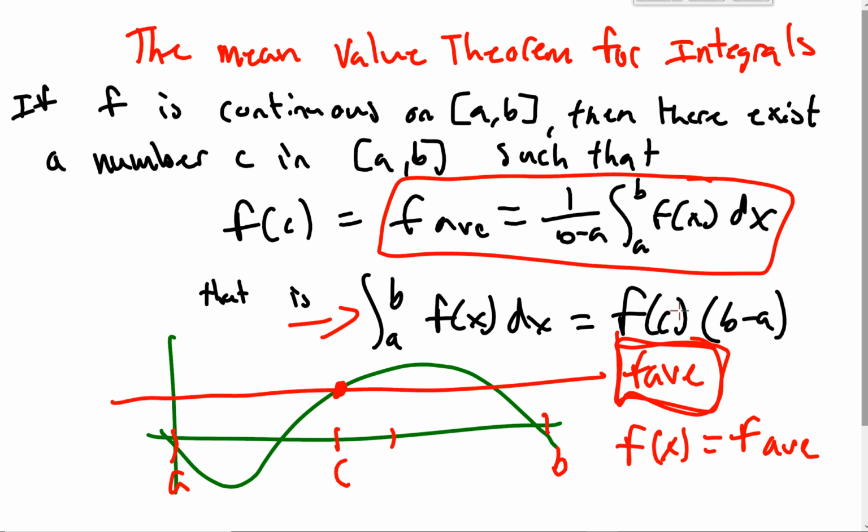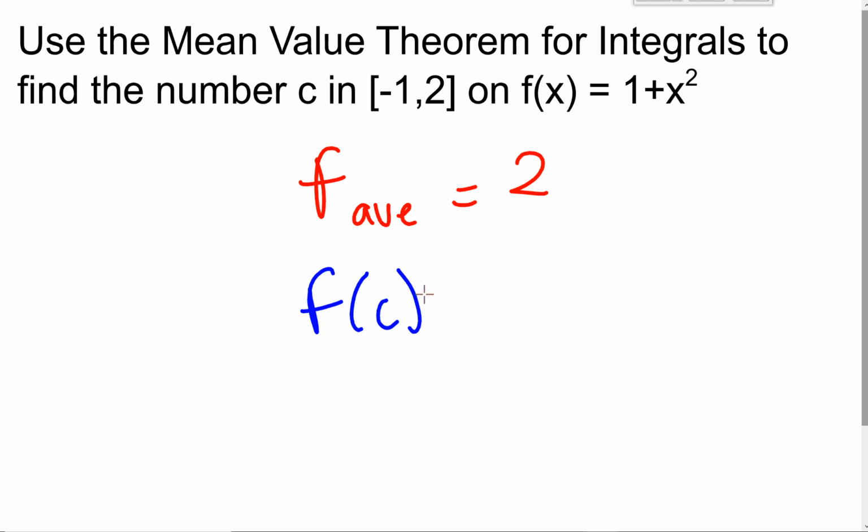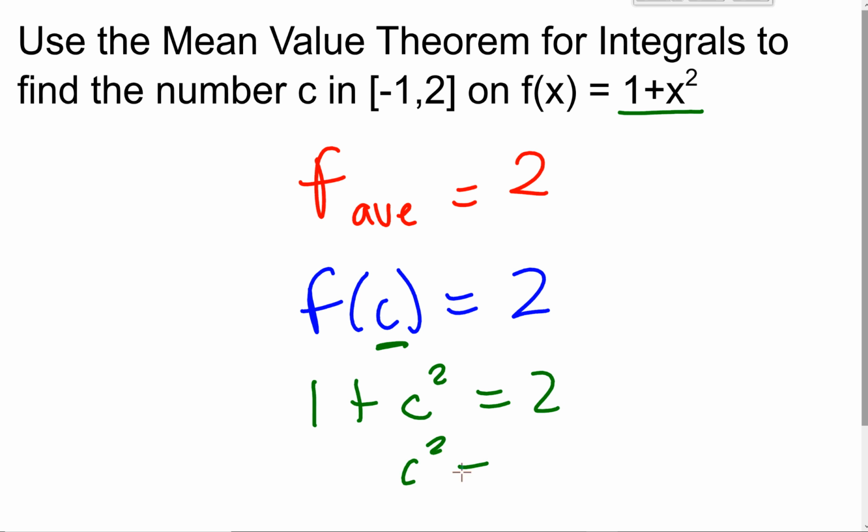So we can go ahead and practice on this one. Okay, so we have the same thing from before. We said our fave equals 2. So I'm going to set f of c equal to 2, which means I'm just plugging in c for my x. So instead of x squared, it's now c squared equals 2. Then I'm just going to solve this. So c squared equals 1, which means c equals plus or minus 1.